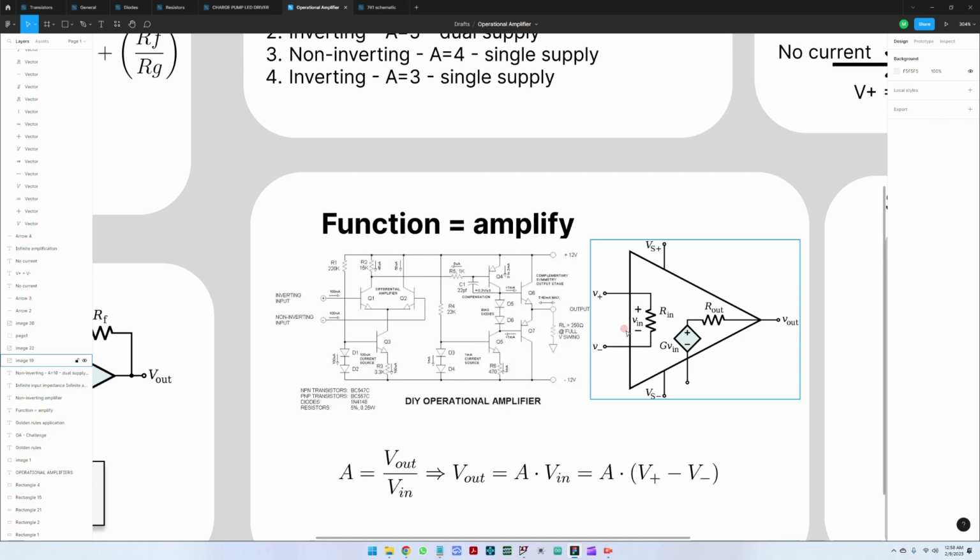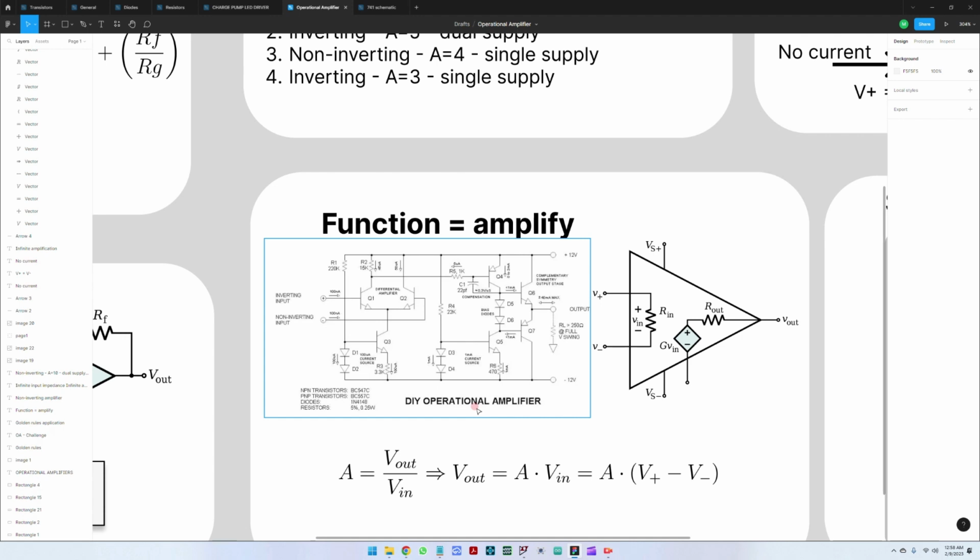Simplified, the schematic looks the following. It's a triangle where we have a non-inverting input, which is the plus, and an inverting input, which is the minus. We also have two lines for supply, the positive and the negative supply, and of course the output value. From an amplification point of view, most operational amplifiers have very high amplification.